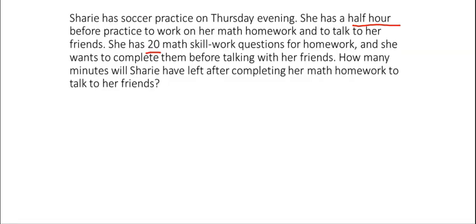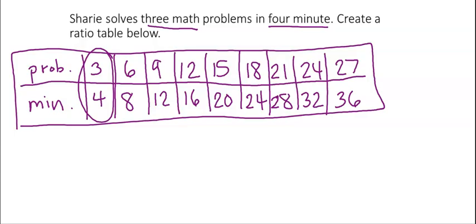So we know that she has half an hour, which is also what? 30 minutes of time, because half an hour is 30 minutes. And we also know that she has 20 problems that she has to do. So let's go back and look at our ratio table for a second. If I follow my problems along, 20 problems are going to fall in here between 18 and 21 problems. So it looks like she's going to have enough time, because if we look down at the bottom, it says it's going to take her between 24 and 28 minutes to do this.